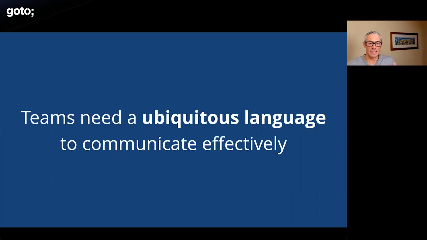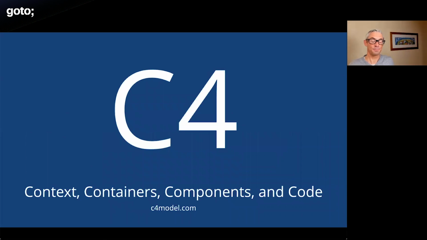I'm talking about a visual ubiquitous language to describe software architecture. Now, we could use UML. I mean, UML is a perfectly good ubiquitous language for describing architecture, but nobody wants to use it for a whole bunch of reasons. So something I came up with a number of years ago is called the C4 model. And it's a set of hierarchical diagrams that you can use to describe different levels of abstraction in your software systems. C4 stands for context, containers, components, and code.